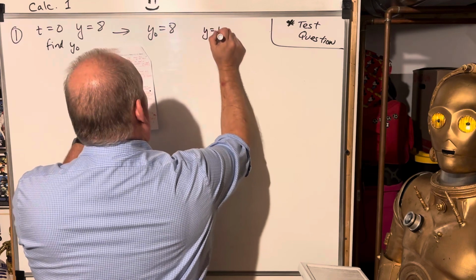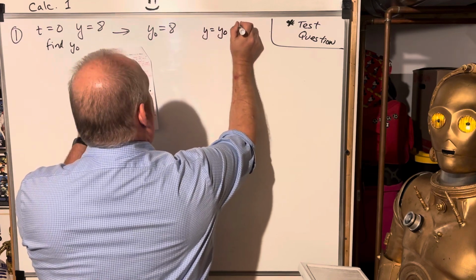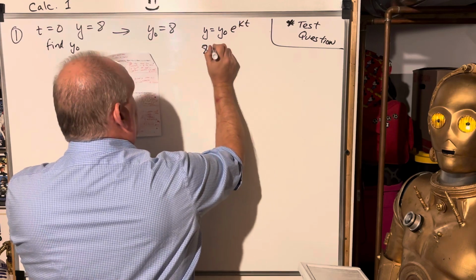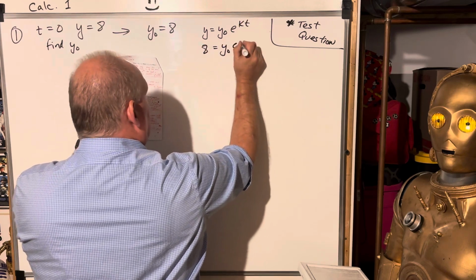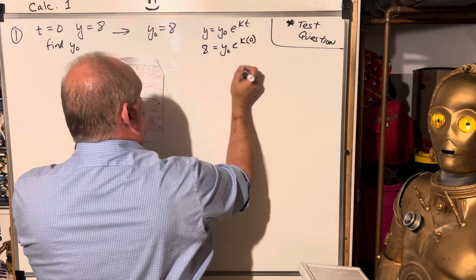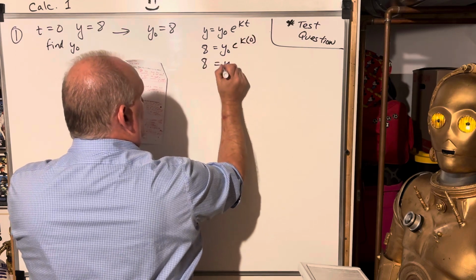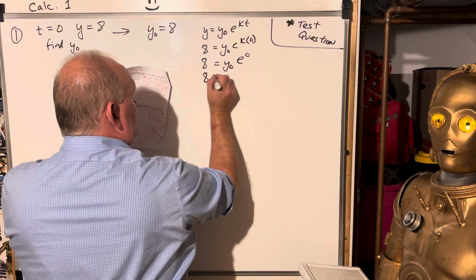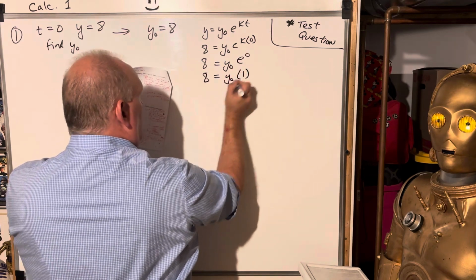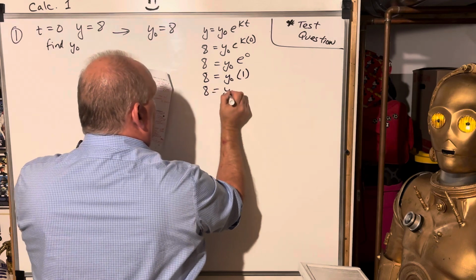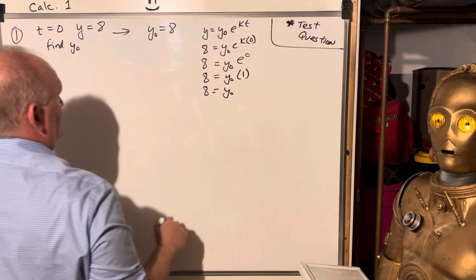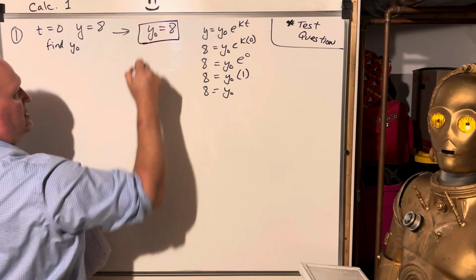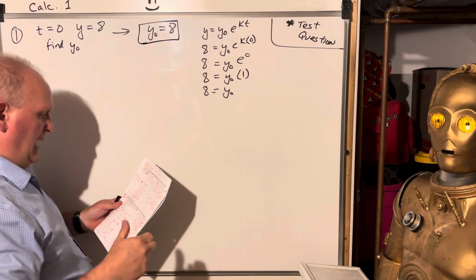y is equal to y naught e to the kt, and then you could say 8 is equal to y naught e to the k times 0, and then you could say 8 is equal to y naught e to the 0, and you could say 8 is equal to y naught times 1, and then you could say 8 is equal to y naught. But honestly, I'm okay with you jumping right here. Initial condition, 8. Got it.